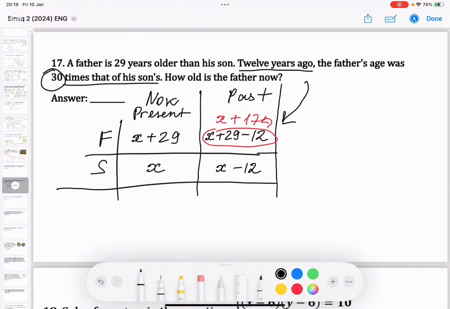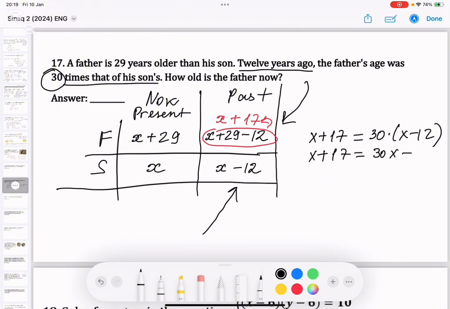So it says that 12 years ago, so I'm looking at this past column, father's age. Father was basically 30 times older than his son. So it's going to be x plus 17 equals 30 times x minus 12. And then you can solve this equation for x. So let's open the brackets here. Let's multiply. We're going to have 360, then we have 29x, and here we have 377. So x would be equal to 13.